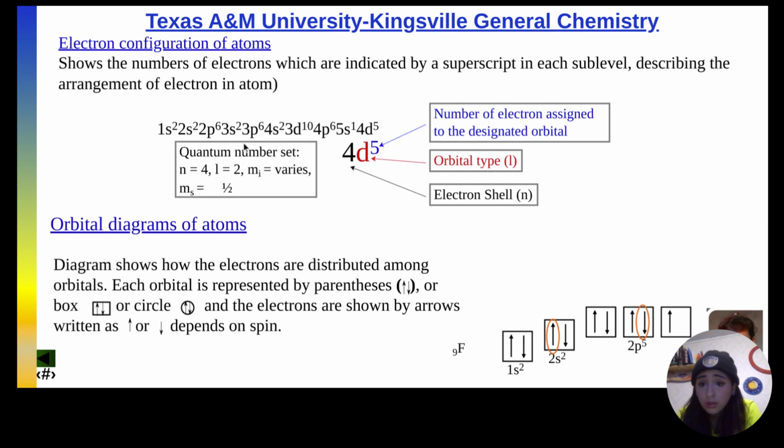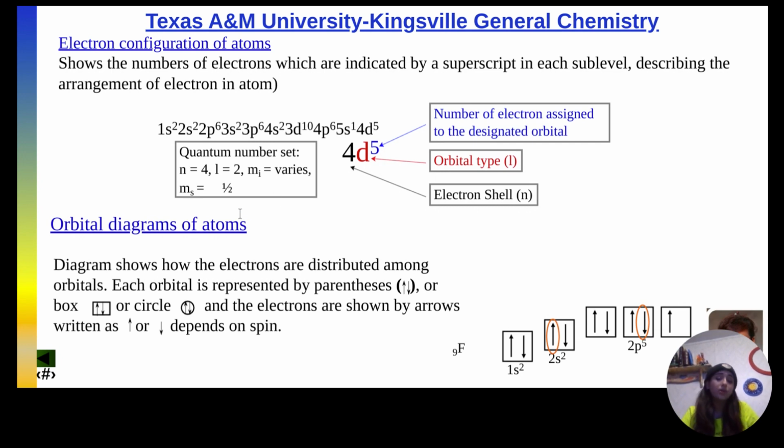1s2, 2s2, 2p6, 3s2, 3p6, 4s2, 3d10, 4p6, 5s1, 4d5. But we're specifically looking at our 4d5 right here. The 5 is the number of electrons assigned to the designated orbital. D is the orbital type, L, and our electron shell is shown by the 4, which is n. So our quantum number set is n equals 4, L equals 2, m_l varies, and m_s is 1/2.